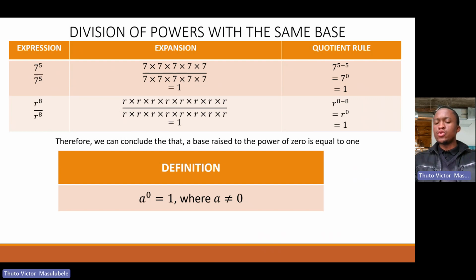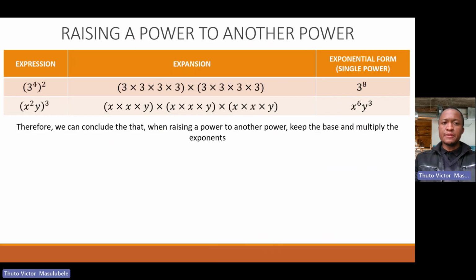Applying the quotient rule, knowing that you'll have r to the power of 8 minus 8, giving you r to the power of 0, but knowing that r to the power of 0 will always give you 1, because any base raised to the power of 0 is 1, but provided that that base is not equal to 0. So remember that as well.